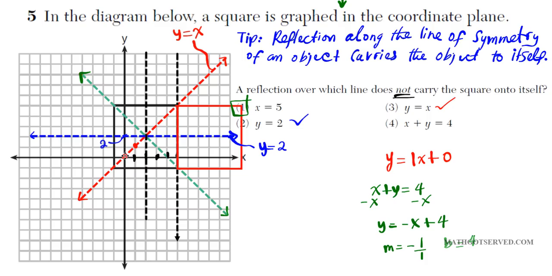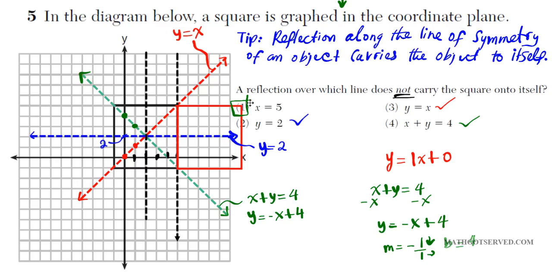This is your x-axis. You start from 1, 2, 3, 4. That's your b, 4. You rise negative 1, which means you fall 1, and you run 1. Okay? That takes you to this point. Wow, look at this. This is the second diagonal of the square. Okay? So the equation of this line is x plus y equals 4, or in slope-intercept form, y equals negative x plus 4. If you reflect this square along this diagonal, is it going to carry onto itself? The answer is yes, absolutely, because it is a line of symmetry. Okay, so this one works perfectly.